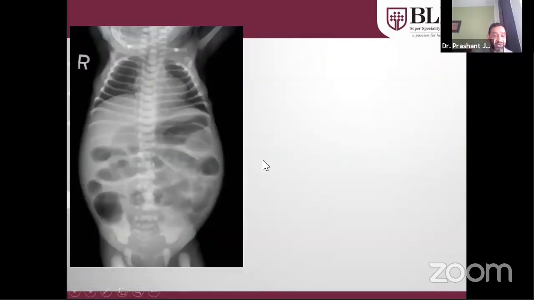Now a very similar picture here. You can see the distended abdomen, multiple dilated bowel loops. Not sure whether this is small bowel or large bowel, and there is absence of gas in the pelvis.